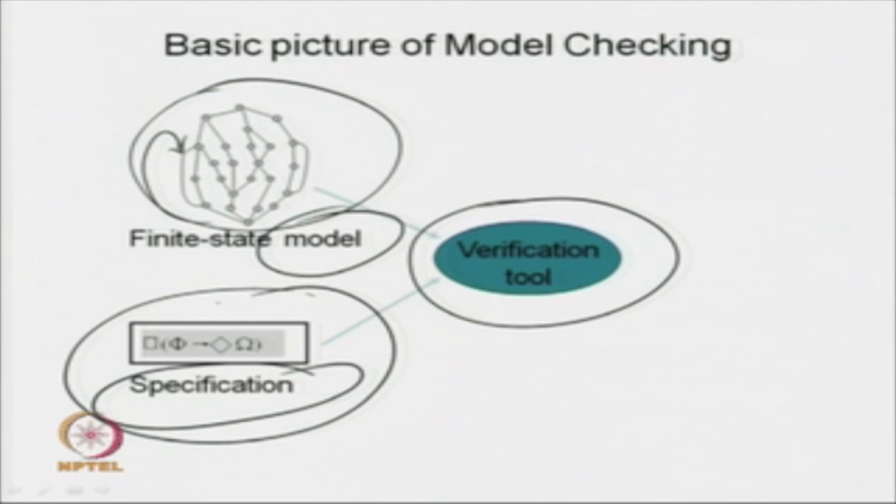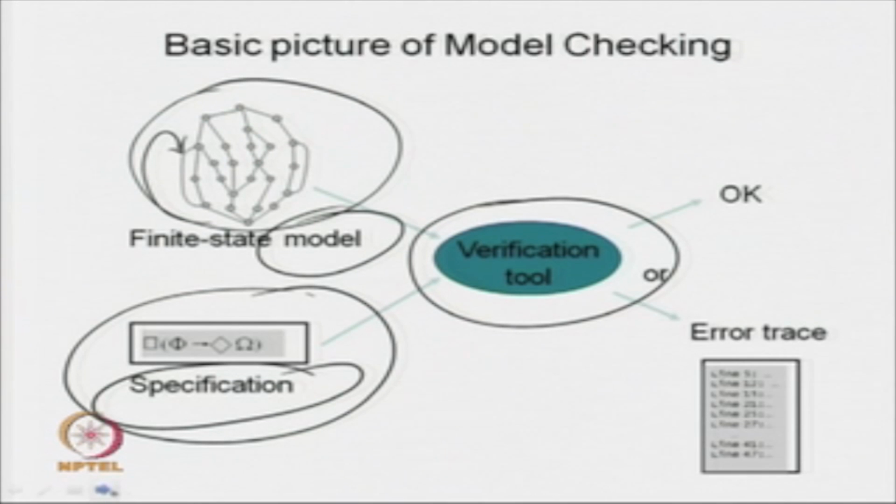Now, both these components will be given as input to my verification tool, and this verification tool is going to check whether the given specification is true in this model or not. So, what is the output of this verification tool or the model checker? If this property is indeed true in this model, then it will just give you the output OK, or it will say true. That means the given specification is true in my model.